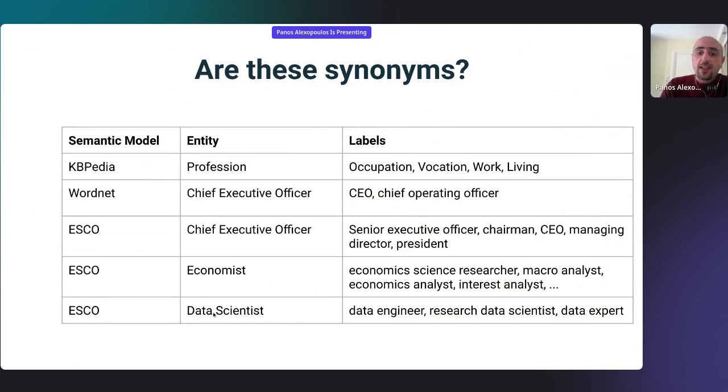A data scientist and a research data scientist: a research data scientist is a particular type of data scientist, so it's more a hyponym, right? Not all data scientists are research data scientists. But the way we represent this in this knowledge graph means the same thing. So every person that is identified as a data scientist will also be identified as a research data scientist, which is not correct.